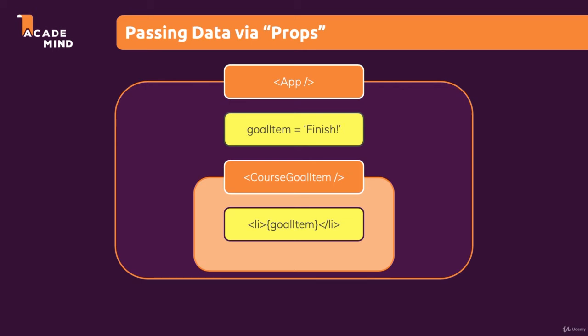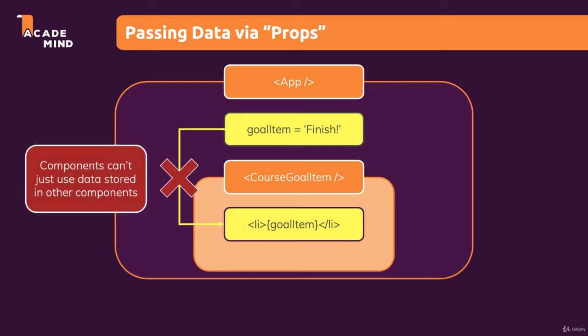The problem is that the goal item variable lives in the app component, not in the course goal item component. And to a certain extent that is good, because it makes the course goal item independent if it doesn't store the concrete value internally. But of course, we want to define what's being output by a course goal item with help of the variable managed in app. And we don't have direct access to the HTML code output by some component in other components. We can't just send our stored data there.